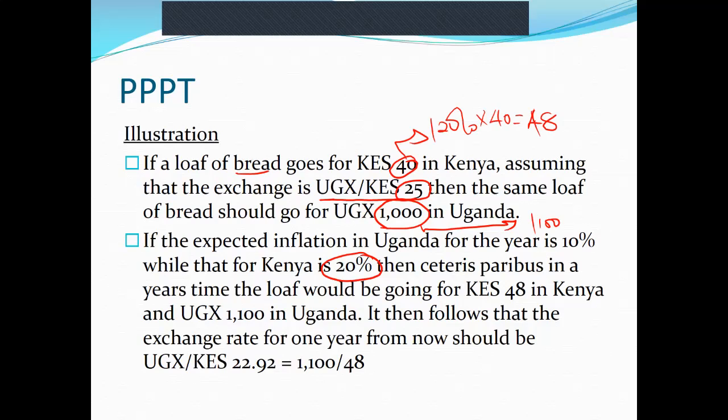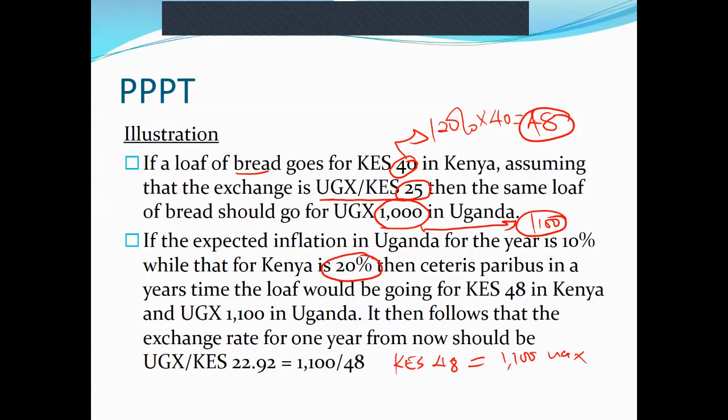So based on the two, as you mentioned, the law of one price applies here. Then we can say that 48 Kenyan shillings is equivalent to 1,100 Uganda shillings.